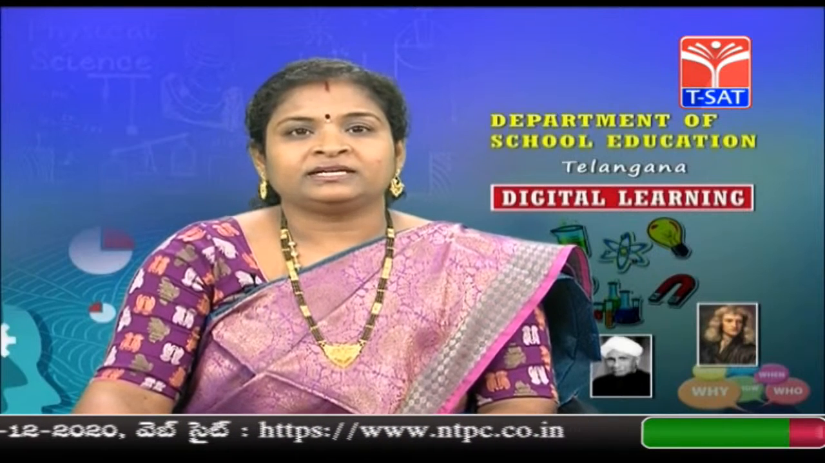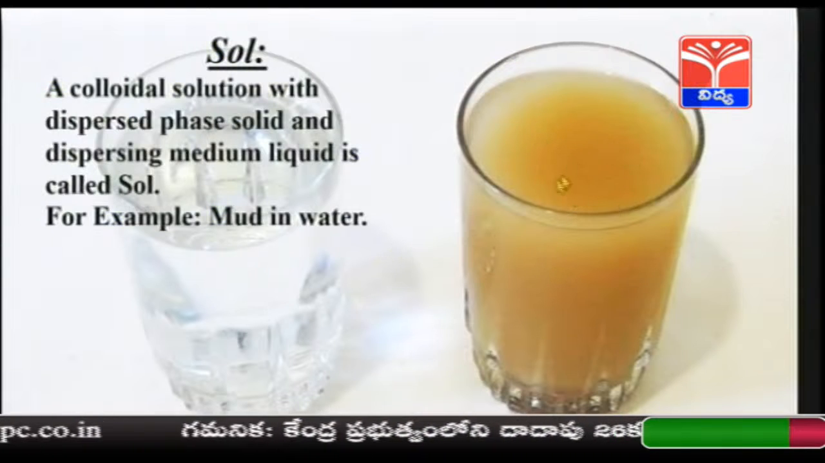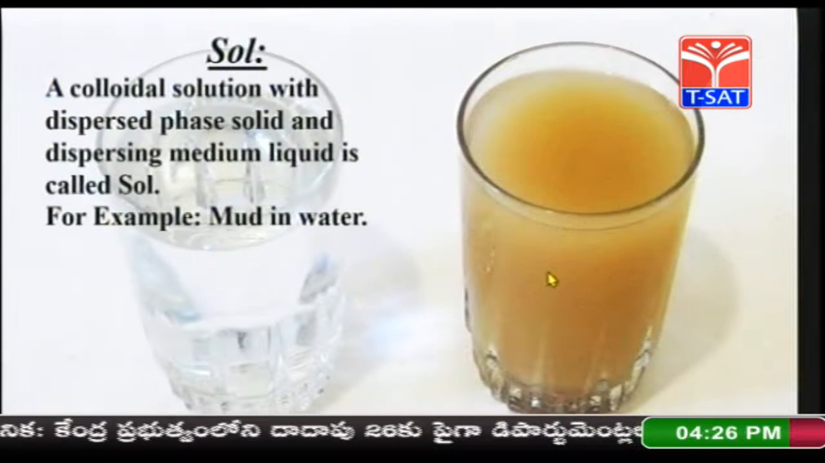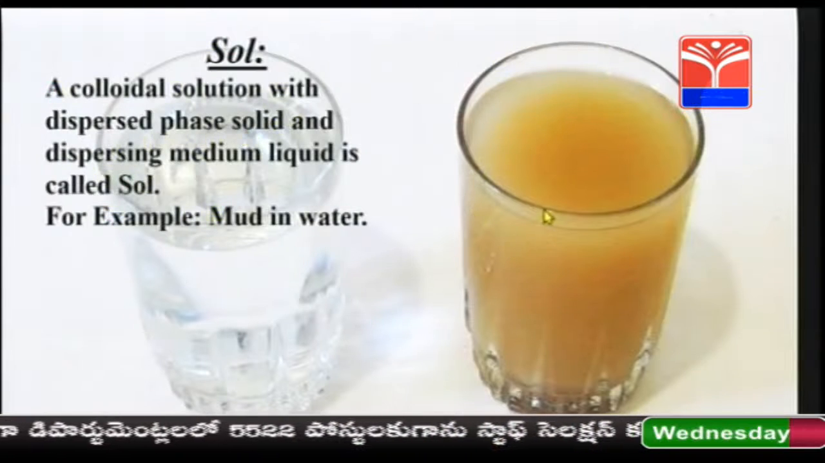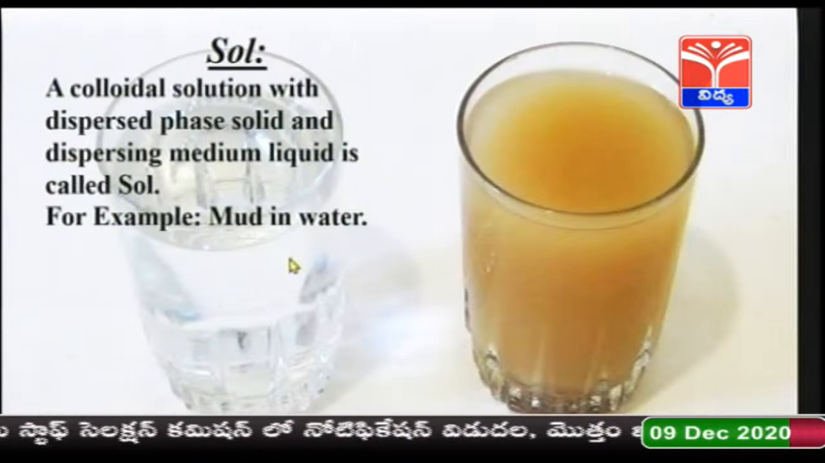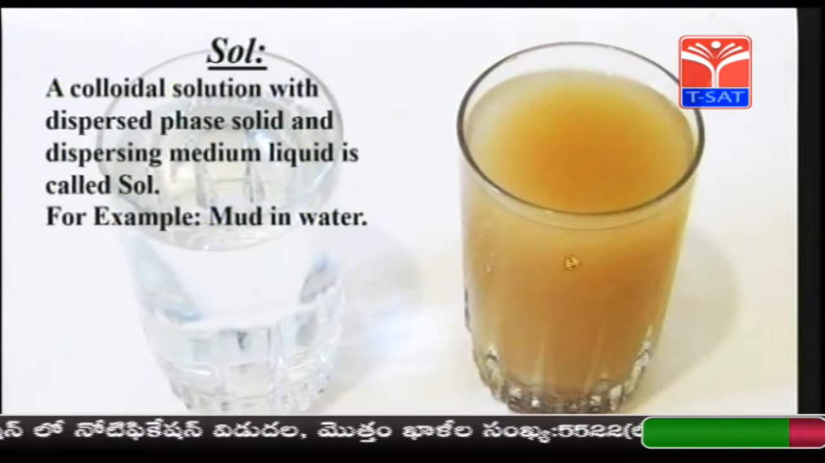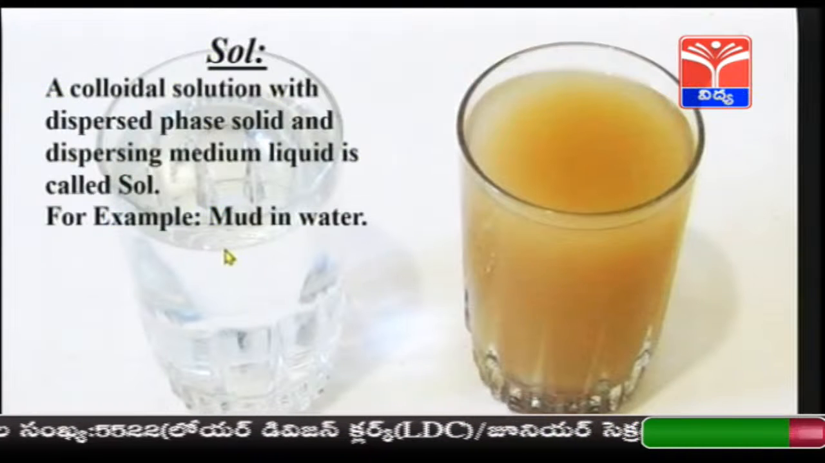Another example is, take some mud and dissolve it in water. You can see the mud particles are suspended in the glass. So a colloidal solution with the dispersed phase is solid. Mud is solid, so dispersed phase is solid, and the dispersing medium is liquid, that is water is liquid. It forms a colloidal solution called as sol. So example here we have taken as mud in water.